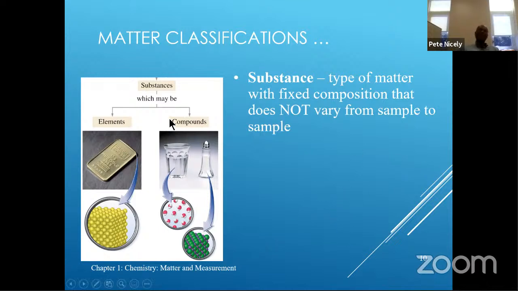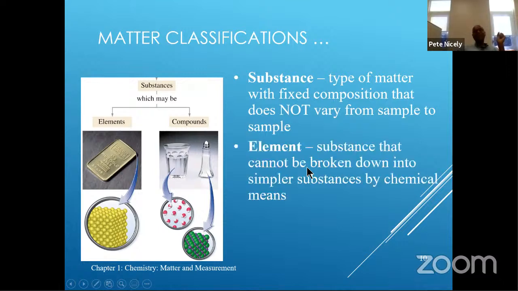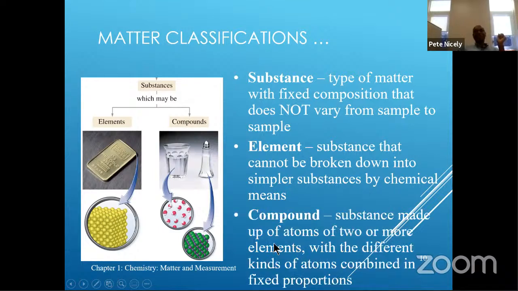So as I said before, substances can be categorized or subcategorized into elements and compounds. So let's talk about the difference between these two. Elements are basically substances that cannot be broken down into simpler substances by chemical means, while compounds are substances that can be broken down into simpler substances by chemical means, or another way of defining it, a substance made up of 2 or more atoms of different elements, and the combination of these atoms are in fixed proportions, all right? So that's the difference between elements and compounds.